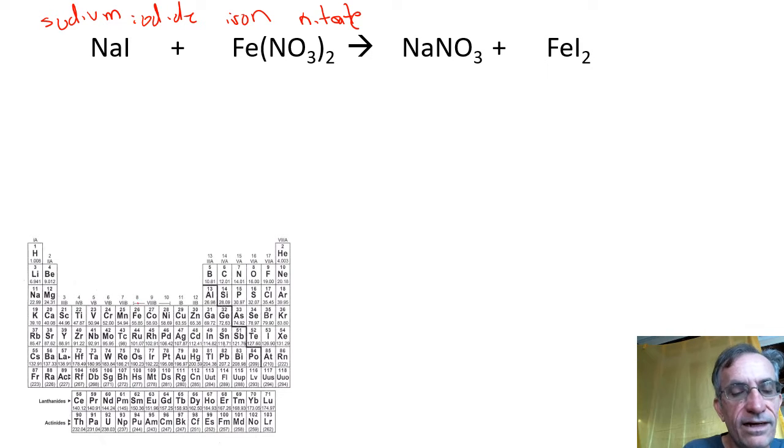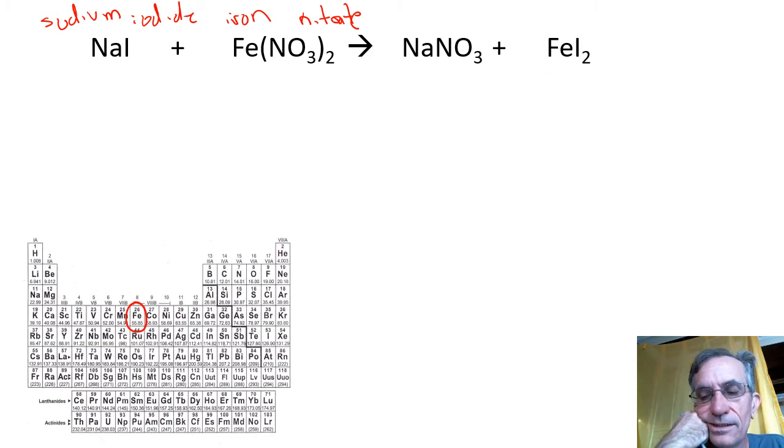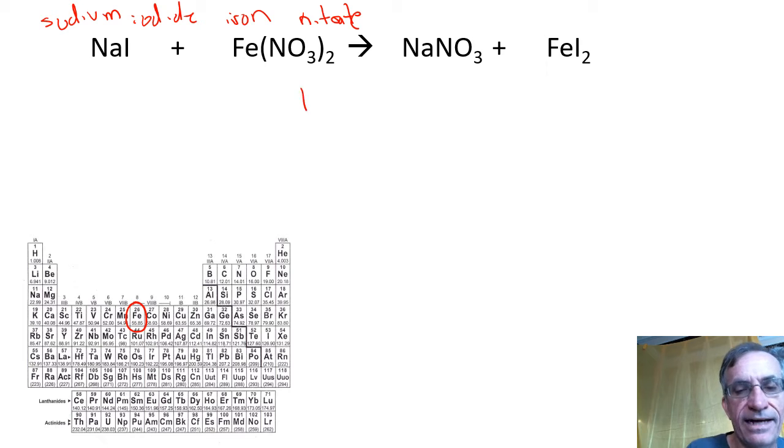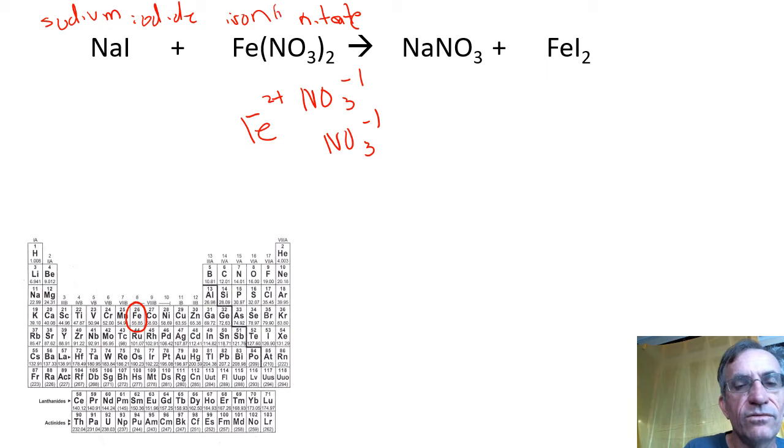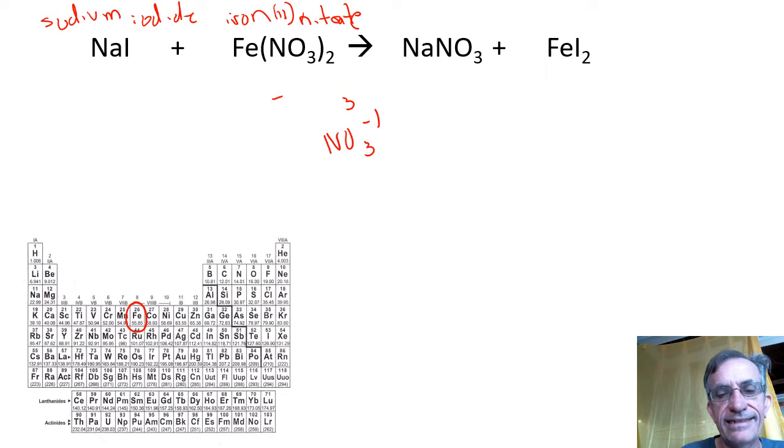And then if you look at where iron is on the periodic table, do you need a Roman numeral? Oh, yeah, you do. So nitrate is actually a -1, and there are two of them. So the iron in this case would be iron 2 nitrate. The charge on the iron would have to be +2. Iron 2 nitrate.